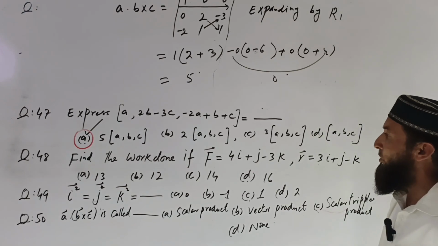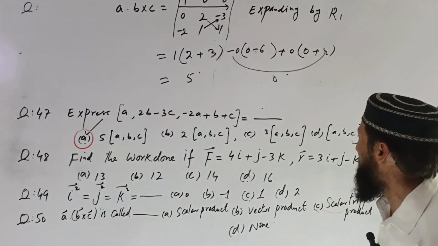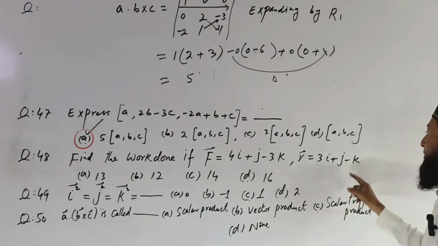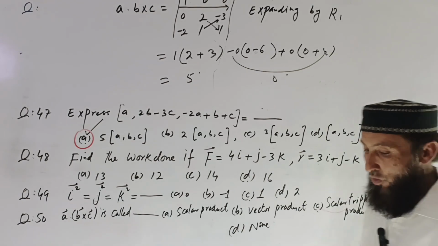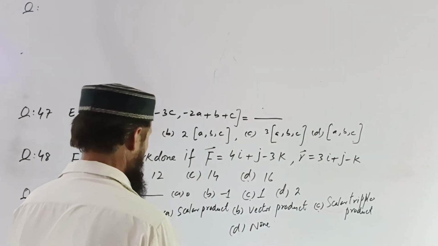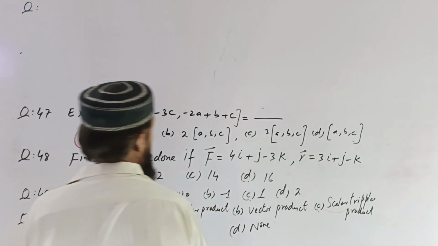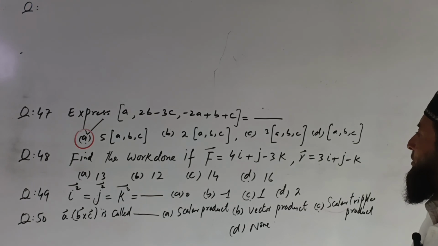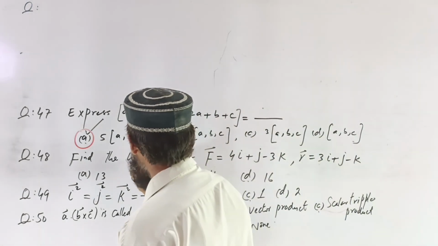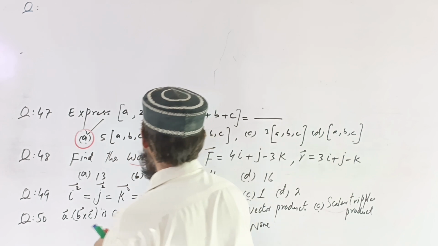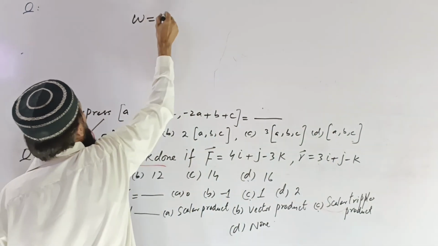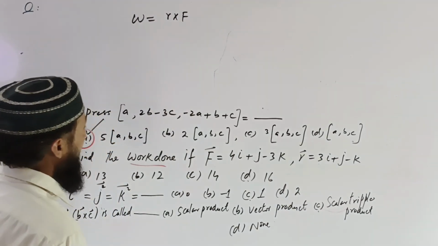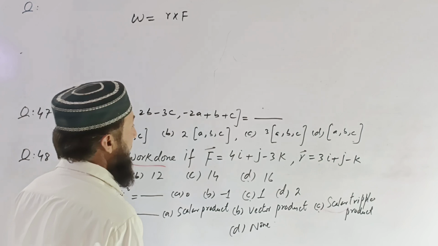Similarly, find the value of work done if the force is 4i plus j minus 3k and the position vector is given as 3i plus rj minus k. If we apply the position vector, the work done W is equal to r cross F. If we apply this, what is the result?